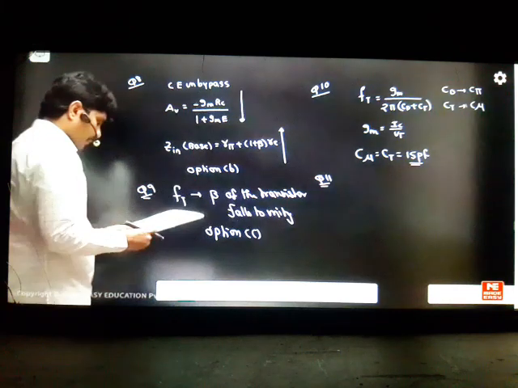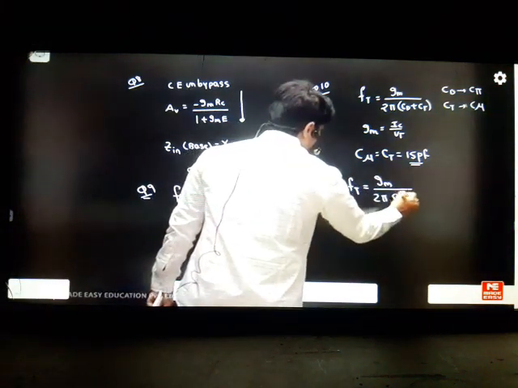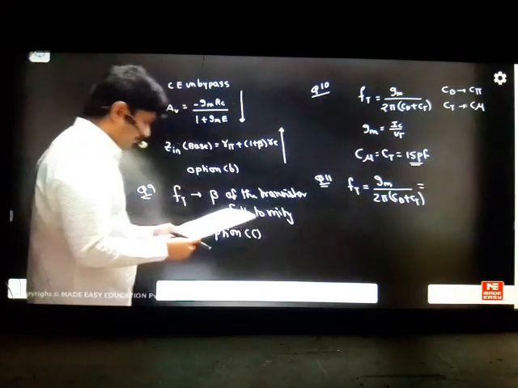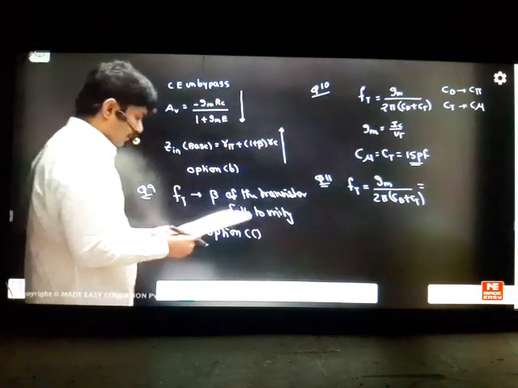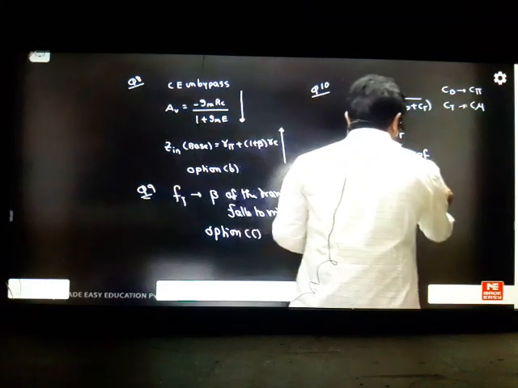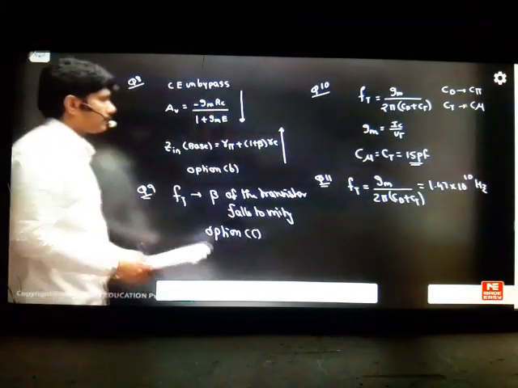This is question number 11. It is asking what is FT and F beta. First calculate FT, same formula: GM by 2 pi (C pi plus C mu). He has given the complete data: GM given, C mu given, C pi given, beta given. I think he has given everything. Just solve this one. I think I'll get around the answer here, 1.47 into 10 power 10 Hz. When you solve FT, this is the answer.